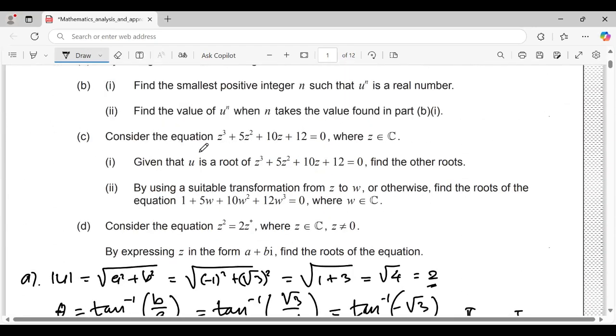Next question. Consider the equation z cubed plus 5z squared plus 10z plus 12 equals 0. Given that u is a root of z cubed plus 5z squared plus 10z plus 12 equals 0, find the other roots. By using a suitable transformation from z to w or otherwise, find the roots of the equation 1 plus 5w plus 10w squared plus 12w cubed equals 0.